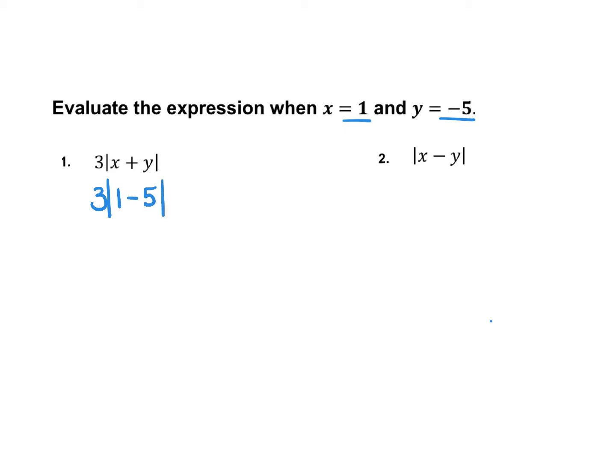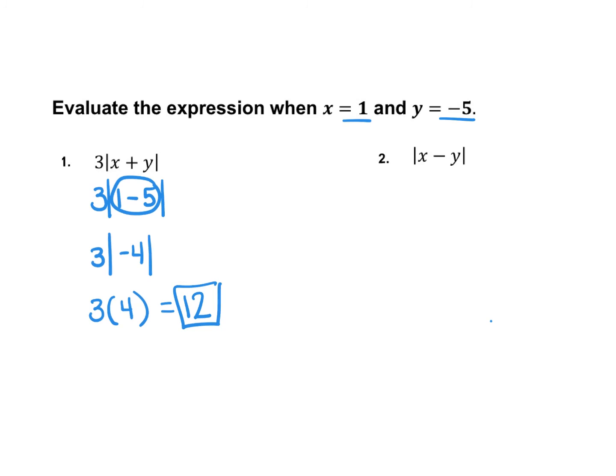All right, so now before we can do anything, we have to simplify inside our absolute value. So I'm going to have 3 times, and I'm going to have 1 minus 5 is negative 4. And then now we need to simplify that. And so I'm going to have 3. And now when I take the absolute value of negative 4, I'm going to write the parentheses because I'm no longer going to need those. But I do need to still multiply. So the absolute value of negative 4 is 4. And then 3 times 4 is 12.